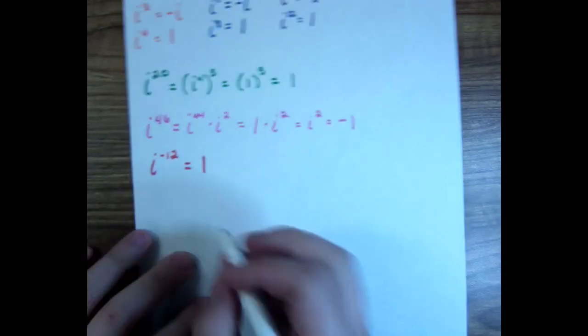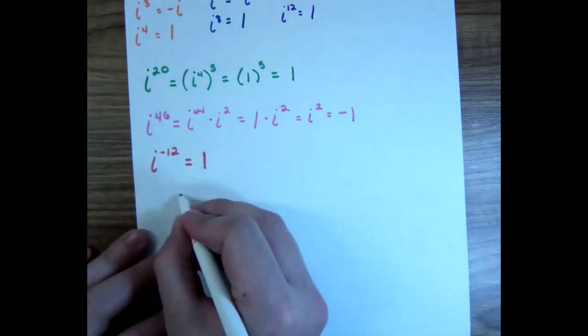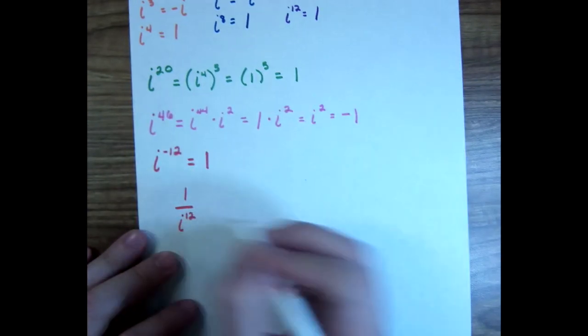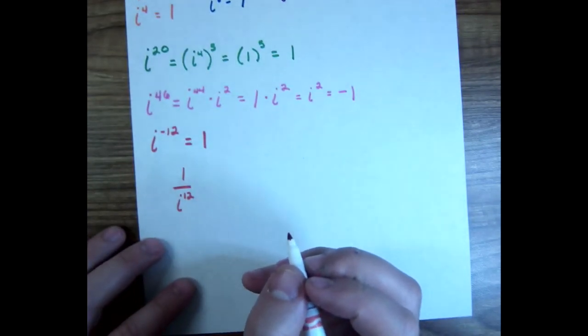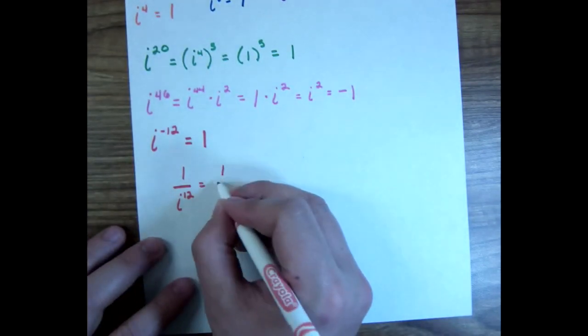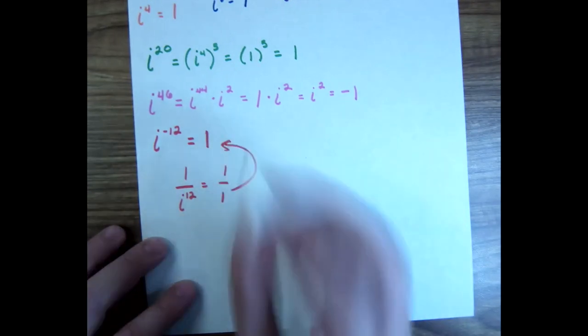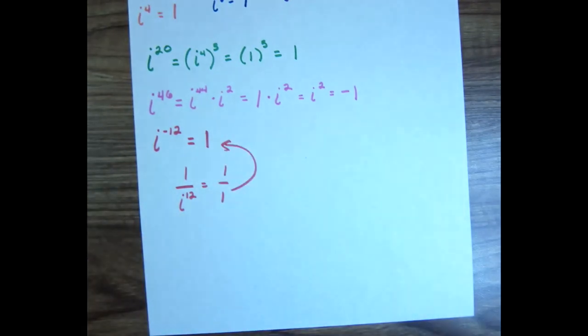Here's why this works. Let me show you the long way. Anytime you have a negative exponent, you move it down to the bottom to make it positive, like that. Since 12 is a multiple of 4, this would be 1 over 1, which is 1. And that's the last thing that you need to know about complex numbers.